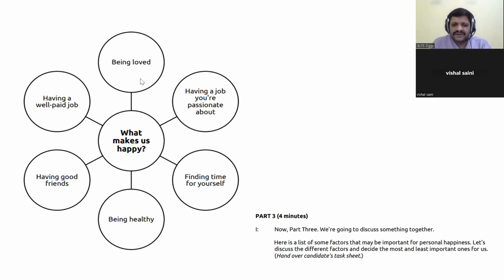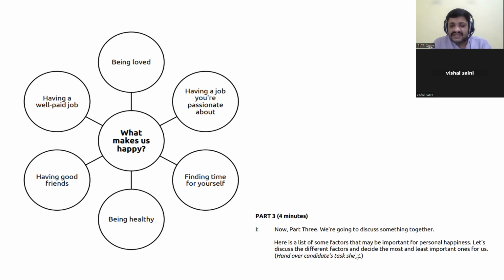So, being loved, does it make you happy or not? You will explain that. Then, having a job you're passionate about, does it make you happy or not? Then, after having discussed all of them, you will tell the examiner or the interlocutor what makes you the happiest or least happy. You can do that at the beginning also, but I think it makes more sense toward the end because it's about the decision.